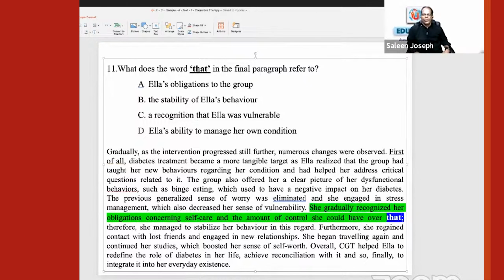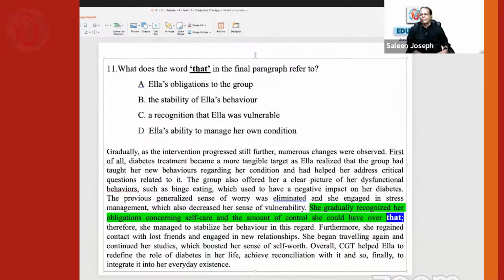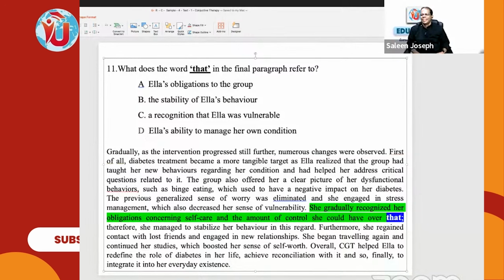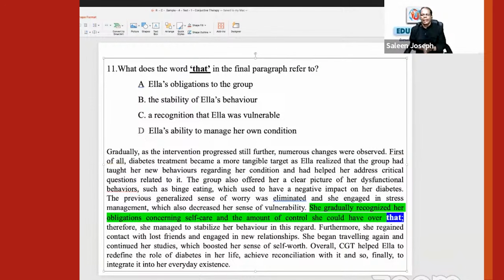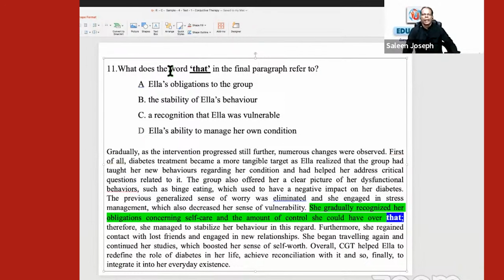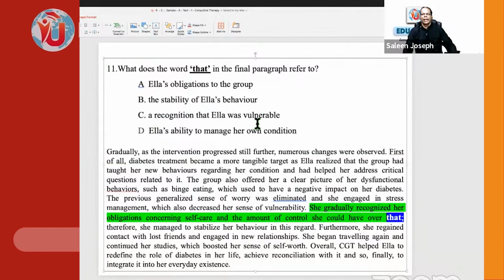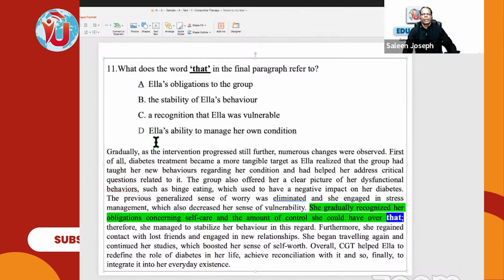So, she gradually recognized her obligations concerning self-care and the amount of control she could have over that, means self-care, right? She gradually recognized her obligations concerning self-care and the amount of control she could have over her self-care obligations. So, what are the options? Ella's obligations to the group. Second one, the stability of Ella's behavior. Third one, a recognition that Ella was vulnerable. Fourth one, Ella's ability to manage her own condition.